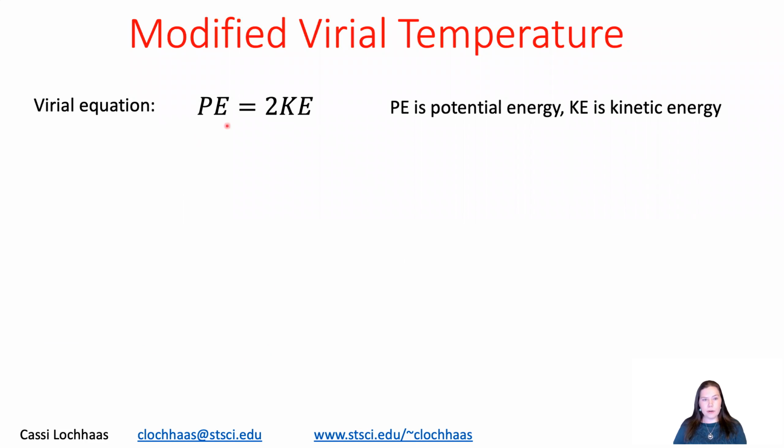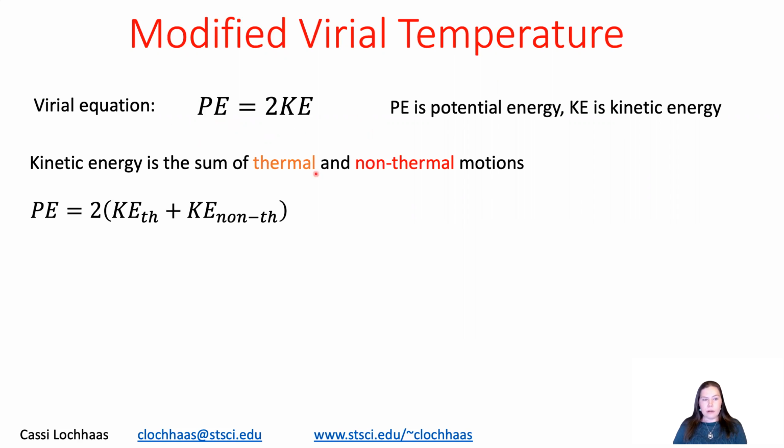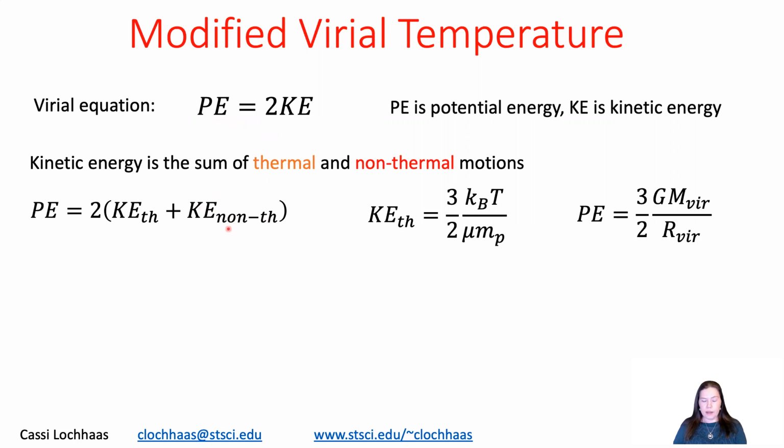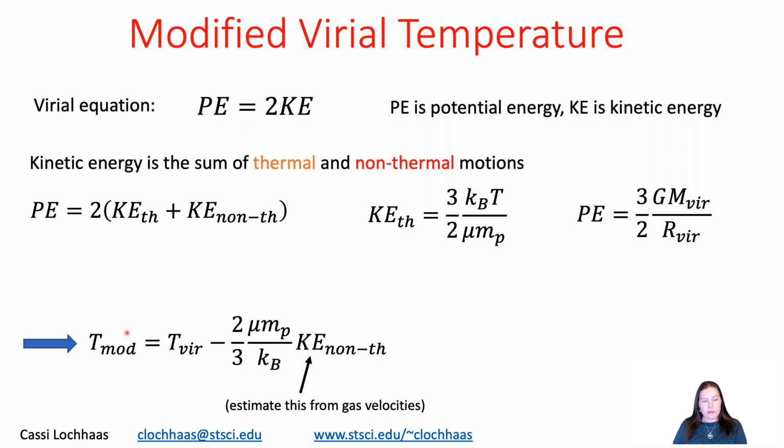So instead, let's look at a modified virial temperature. We come back to our virial equation again, which is exactly the same as before. But now let's assume that the kinetic energy is the sum of thermal and non-thermal motions. So again, the thermal kinetic energy is the same as before, depending only on temperature. Potential energy is the same as before. But now if we derive our modified virial temperature, it depends on the standard virial temperature as before, but also a non-thermal kinetic energy term, which we can estimate from gas velocities within the halo.